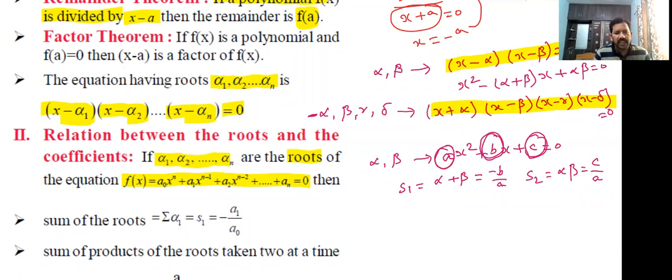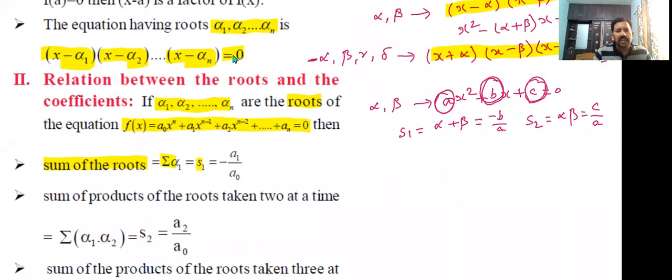Same like that here, there are n roots. That means this is nth degree polynomial equation. Now the relation between roots and coefficients we get S1, S2, S3, and so on. What is S1? Sum of the roots. Sigma alpha 1, S1. What is the formula? Minus A1 by A naught. Now S2. S2 means sum of product of the roots taken 2 at a time. That means sigma alpha 1 alpha 2 plus sigma alpha 2 alpha 3 plus sigma alpha 3 alpha 4, like that. So we can write A2 divided by A naught.